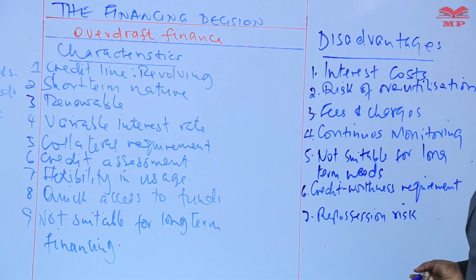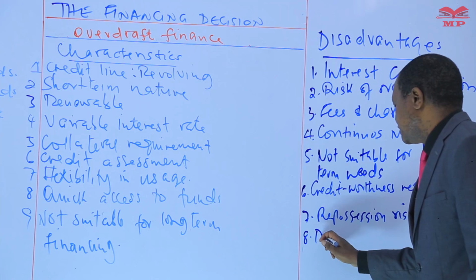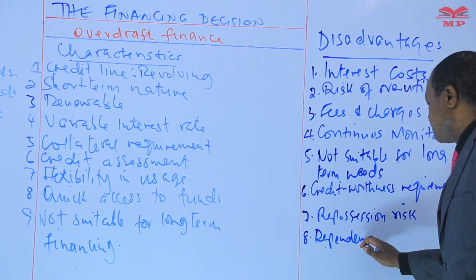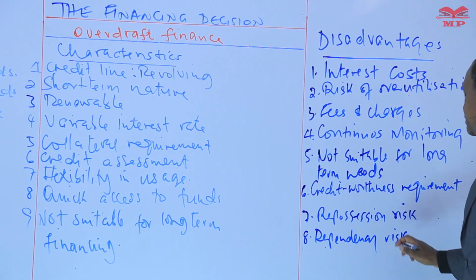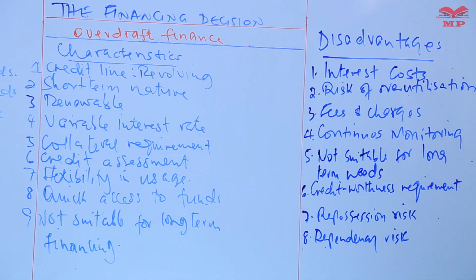Another risk associated with overdraft is dependency. Dependency risk. Over-reliance on overdrafts as a primary source of working capital can create dependency on the bank, and businesses may face challenges if the facility is unexpectedly reduced or withdrawn.